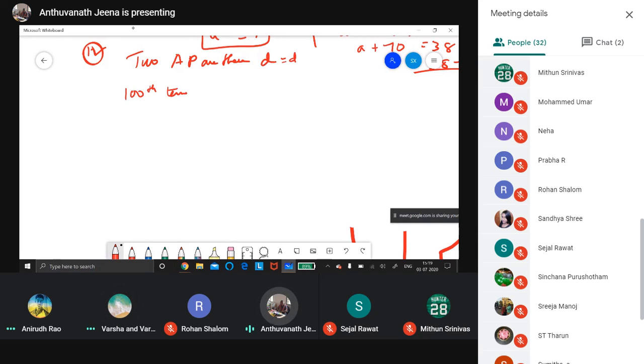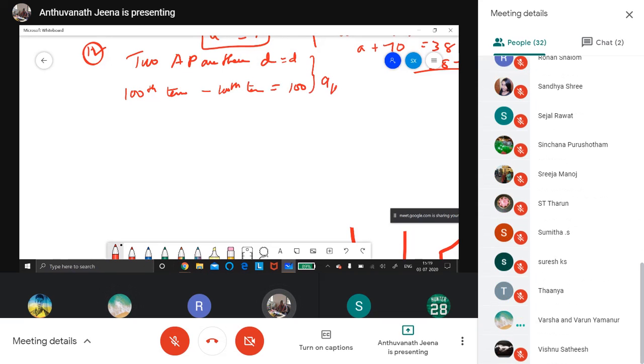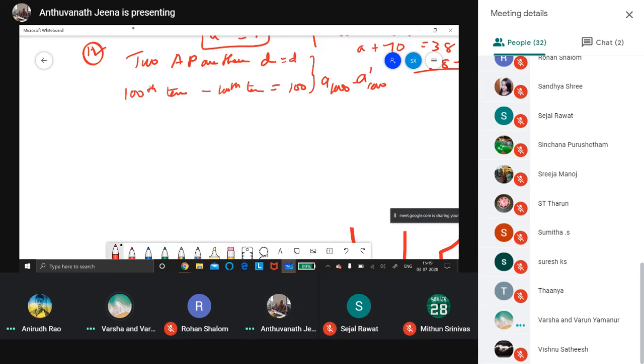The 100th term of one AP and the 100th term of another AP differ by 100. So what you have to find out is the difference between their 1000th terms, that is A1000 minus A1000. Here there are two different APs, so I'll put A dash for the second one. This is what the question gives.